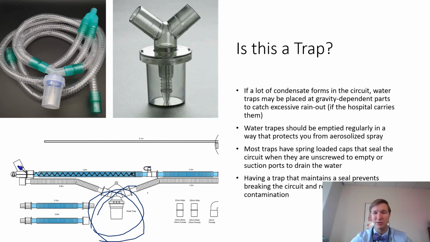If the patient has some sort of infection issue, we need to make sure that that's taken care of. Most traps will have a spring on them, like I said, that seals it when you unscrew it, so you can empty ports to drain the water. So usually these ones will maintain a seal that won't take any gas away from the patient. It won't cause a leak in the circuit, if you will, when you have to drain these. So something to think about if your hospital has them.